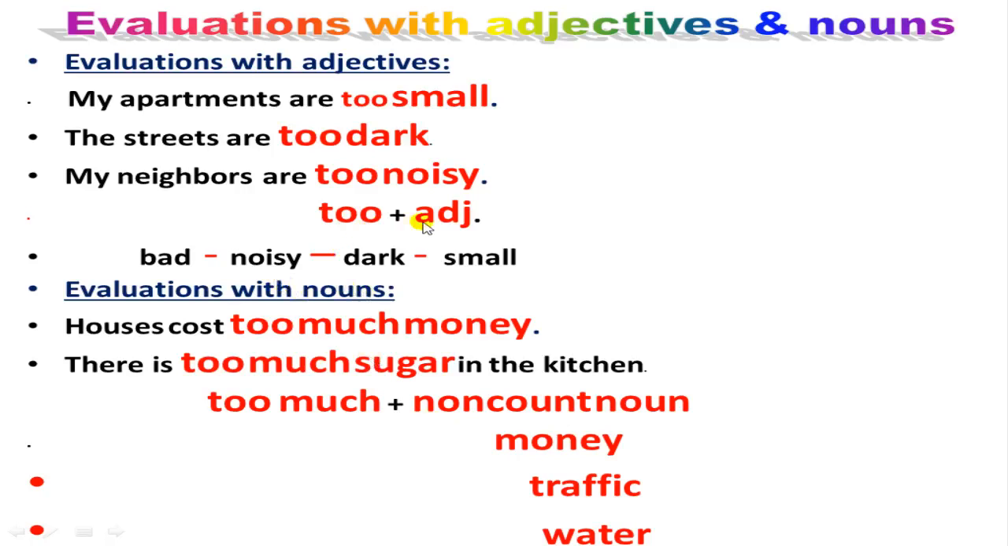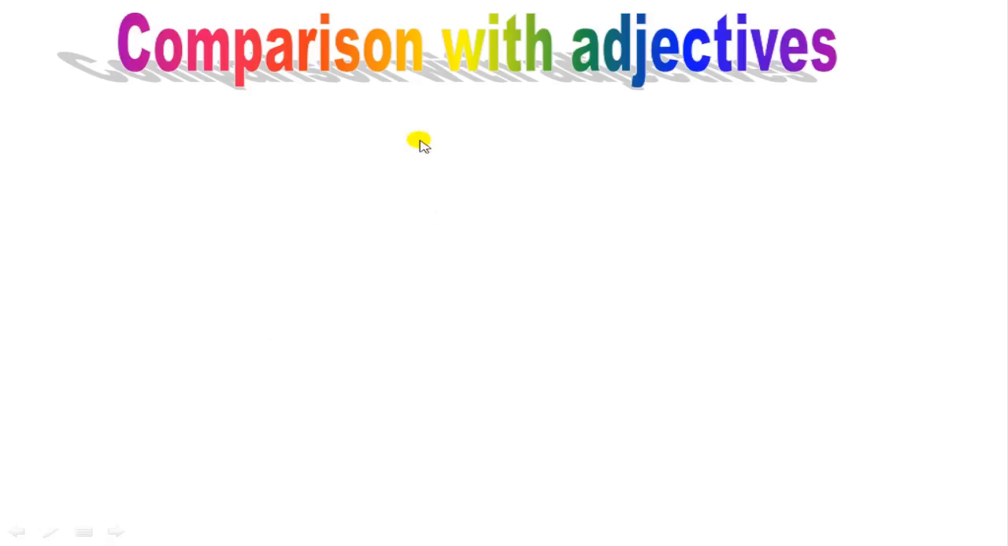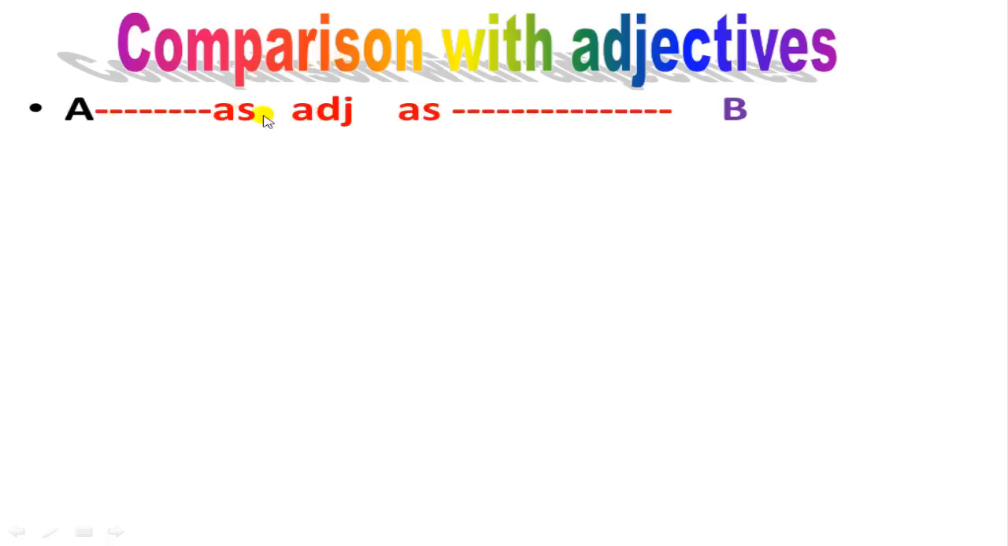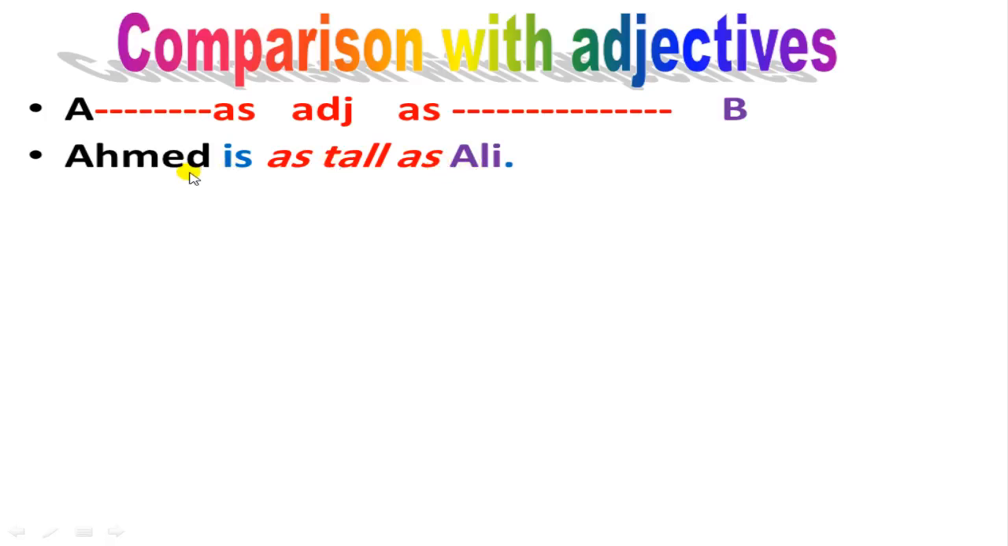Again, too plus adjective: too noisy, too dark, too small. Too much plus non-count noun: too much money, too much traffic, too much water. Comparison. You compare with adjectives, but here you compare between two and they are equal. A as adjective as B. Ahmed is as tall as Ali. Ahmed, 150 centimeters. Ali is 150 centimeters. They are equal. So Ahmed is as tall as Ali.